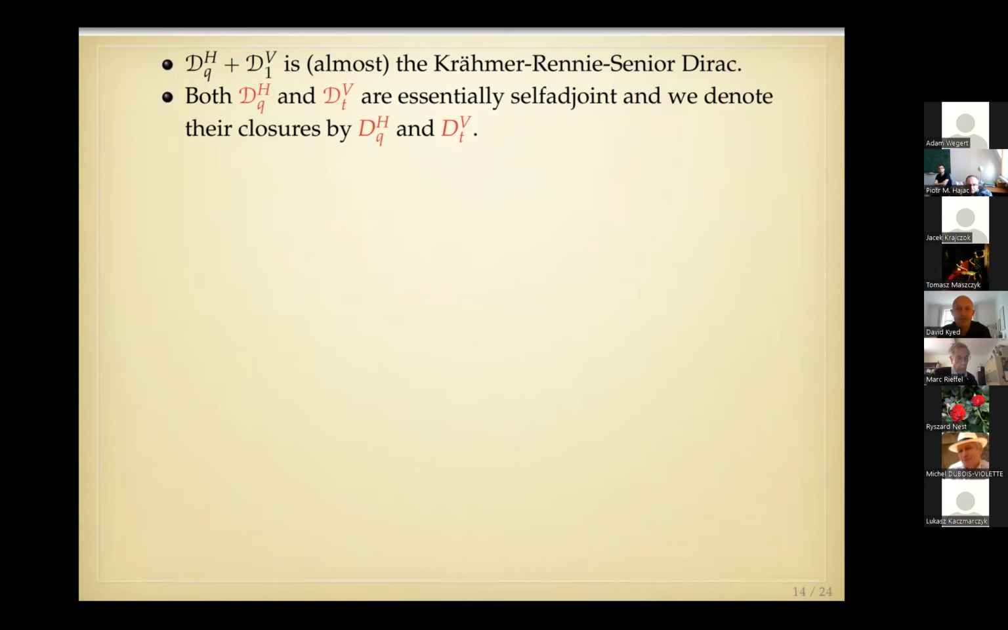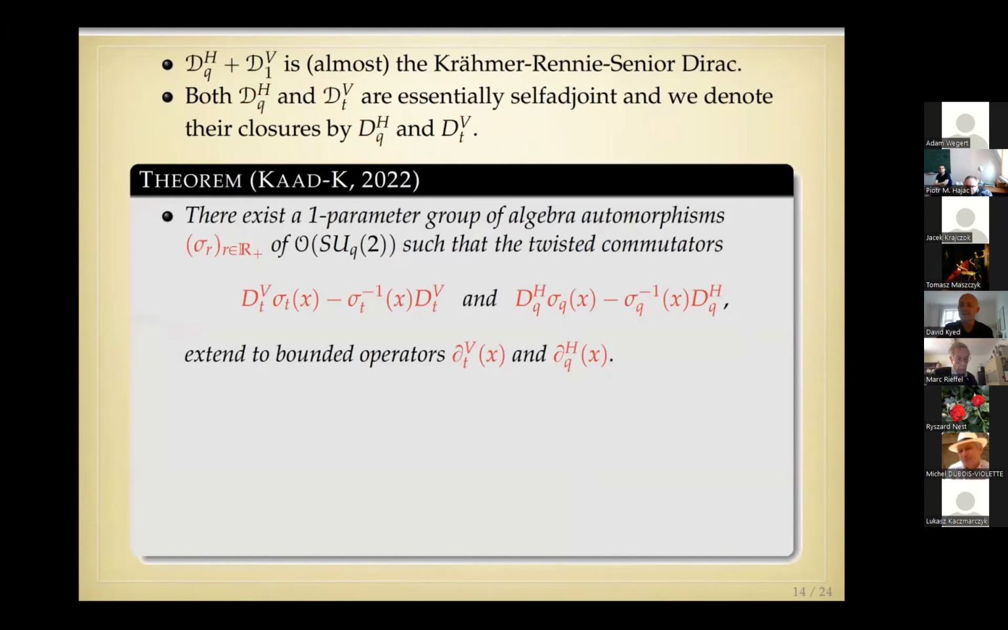Now, I'd like to talk a little bit about the properties, because you need to understand these Dirac operators a little bit better. And unfortunately, you don't get a spectral triple, but you do get a one parameter group of automorphisms, so that instead of looking at classical commutators, if you twist by this sigma, so look at expressions of this form, where the parameter in the automorphism corresponds to the parameter in the Dirac operators, then you do get bounded operators, and I denote them by partial V and partial H. And we will use those as well quite a bit. And then you have an SUQ2 equivariance, which is something you would expect.